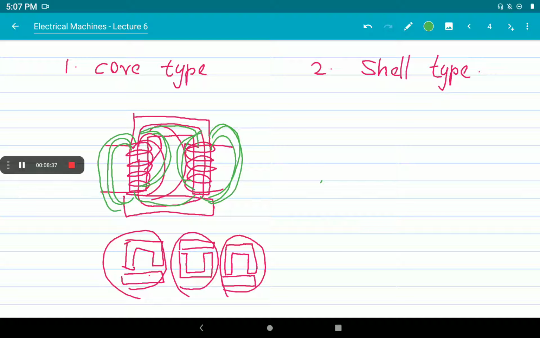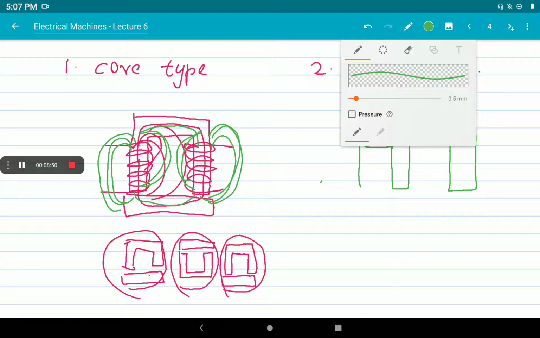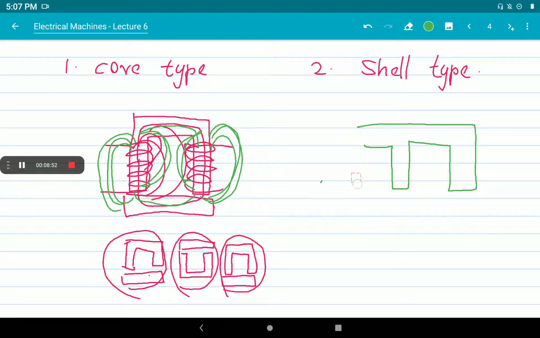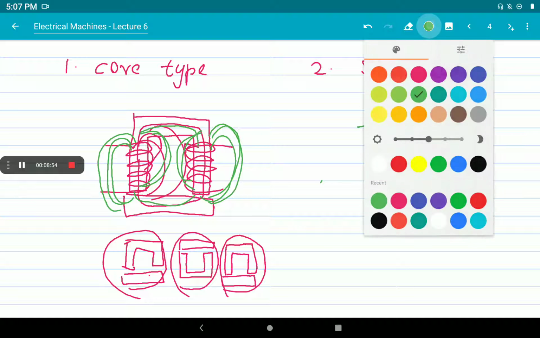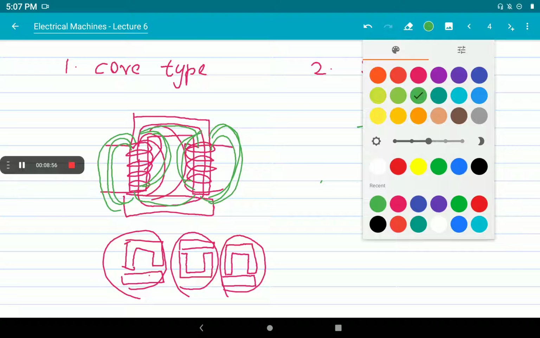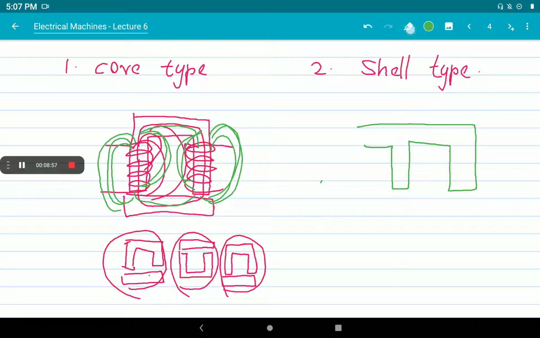Next one is the shell type transformer. The shell type transformer is constructed like this, as an E-shaped lamination. Okay, it is constructed as E-shaped lamination.